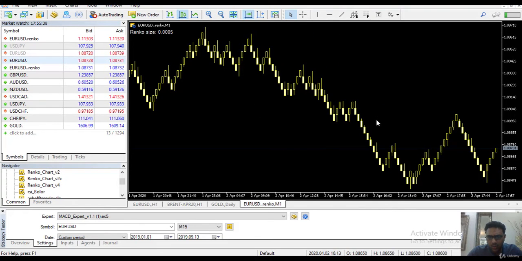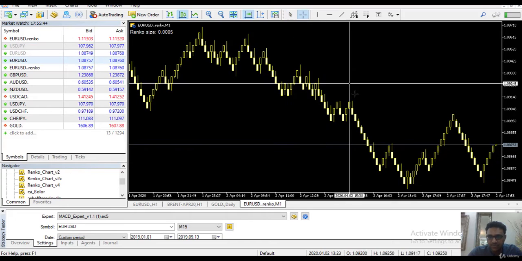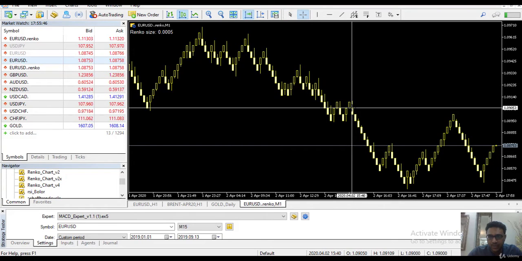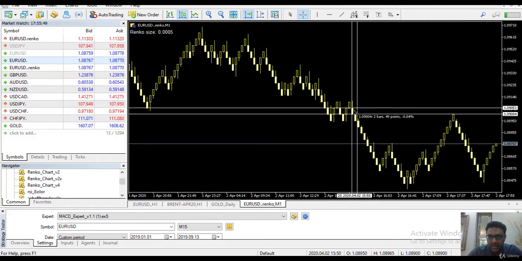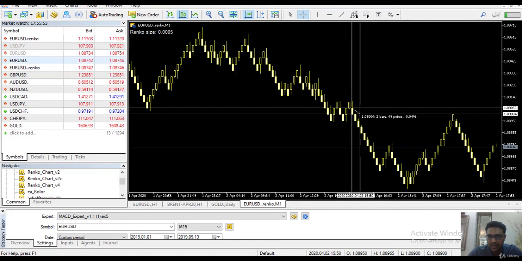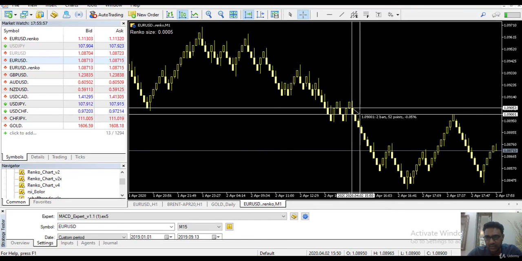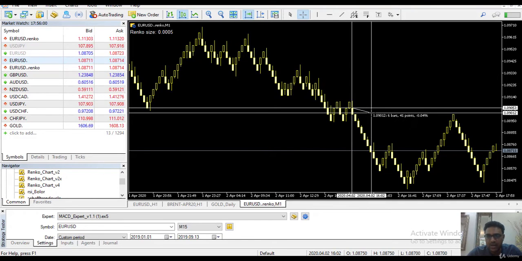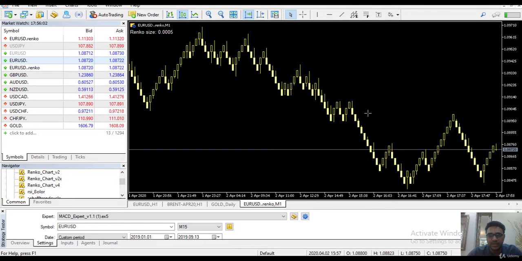One brick over here, like this one, represents 50 points. If the price has moved from this area to the low of this area, it has roughly moved 50 points. As you can see here on the points, this is 49 and this is almost 52. So yes, one brick represents 50 points. And you can see there are some wicks as well. This represents 1 minute.